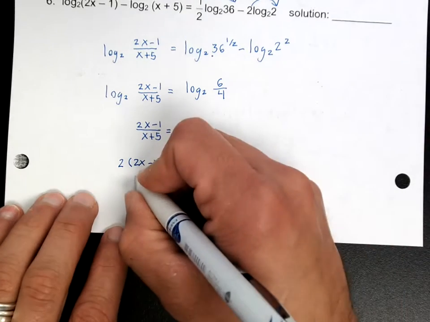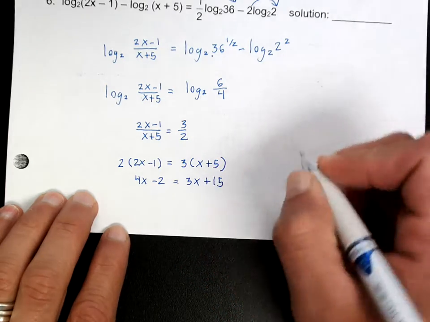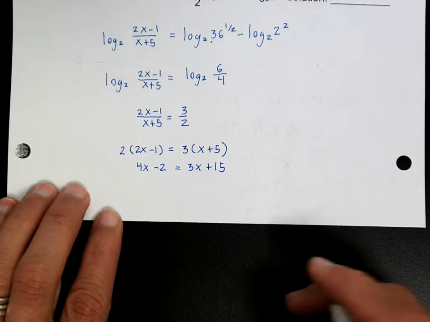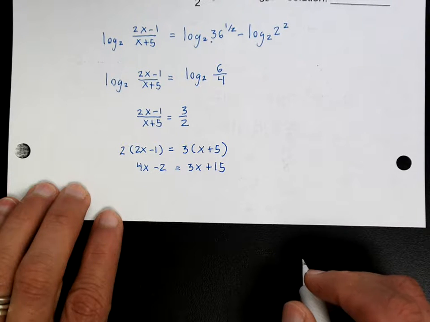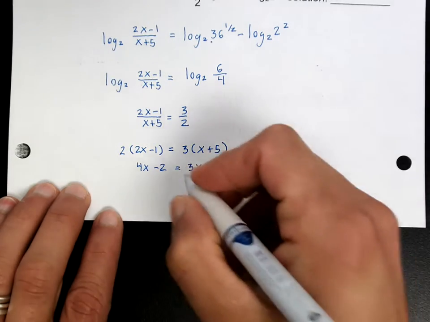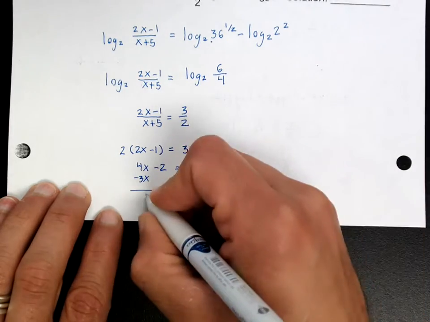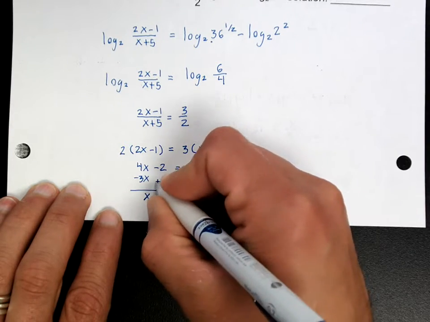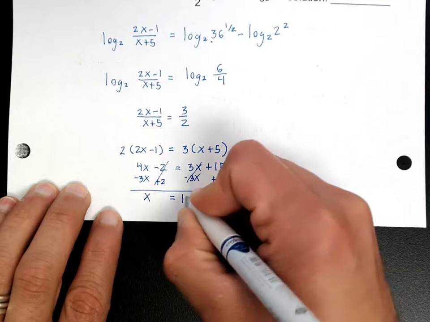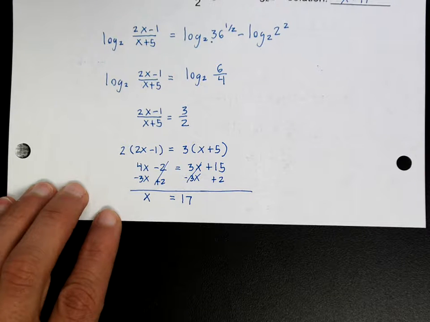And then now I'm going to multiply here, distribute. Alright, and then I'm going to solve for x. So x is equal to 17. Alright, so hopefully that's not too bad. I feel like it's not terrible, but it's helping you to remember those rules of condensing and expanding.